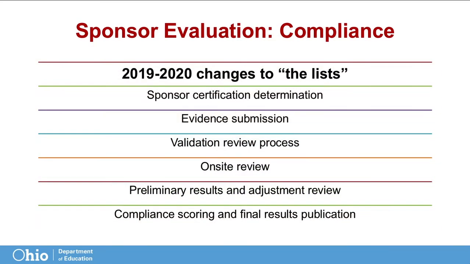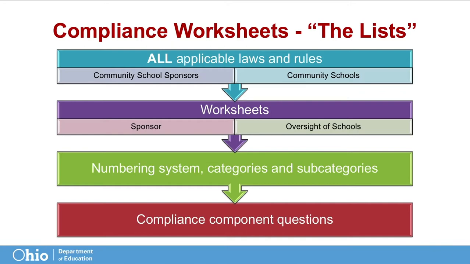Let's start by reviewing compliance item changes from last year's review cycle to the sponsor evaluation for 2019-2020. Ohio Revised Code Chapter 3314 requires the department to evaluate compliance with all applicable laws and rules. Therefore, the list includes all laws and rules that apply to community schools as well as community school sponsors. There are two primary compliance files, Microsoft Excel spreadsheets, that are used for the 2019-2020 review, one for sponsor items and one for oversight of school items.